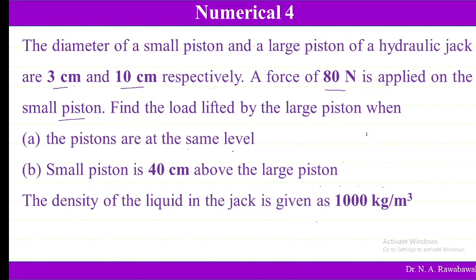So here if this is the ram, this can be called as the ram or hydraulic jack. So both pistons are at the same level in one case, and in second case small piston is 40 centimeters above the level of larger piston. So force is applied here, which is 80 newton, and weight is kept here. So how much weight can this mechanism lift if it is used as a hydraulic jack? So we are going to apply 80 newton of force over this small piston.